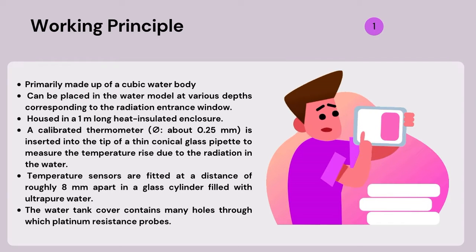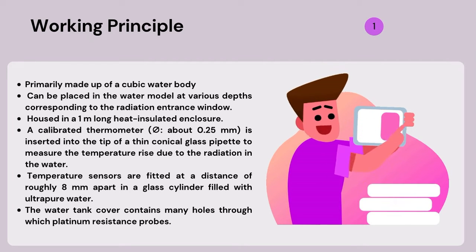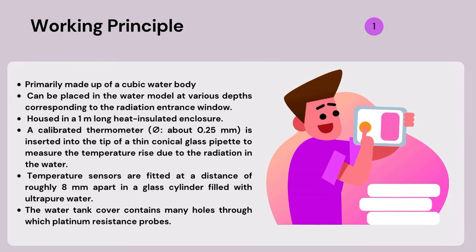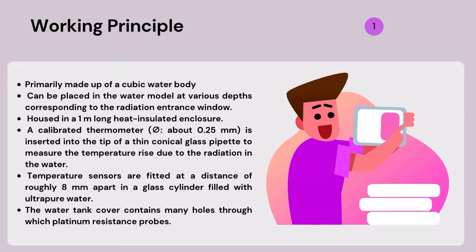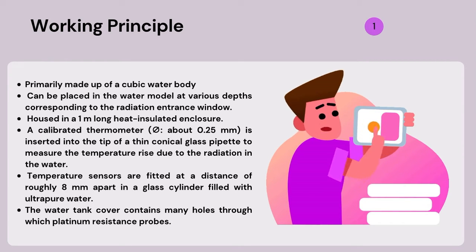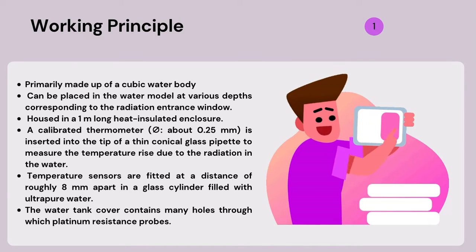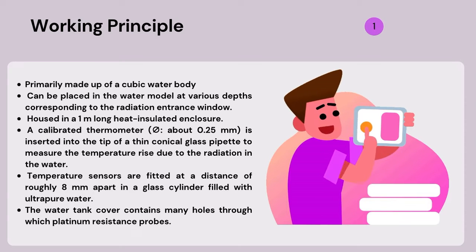The calorimeter detector can be placed in the water model at various depths corresponding to the radiation entrance window, for example, 5 cm under cobalt-60 irradiation. The calorimeter is housed in a 1 meter long heat insulated enclosure, and the air temperature is actively controlled to 4 degrees Celsius to maintain temperature stability. The aerator on the inside wall of the housing allows water to circulate around the actual calorimeter, resulting in a consistent temperature in the calorimeter.